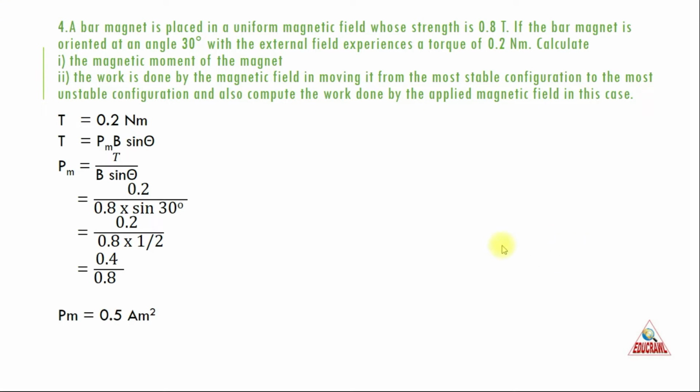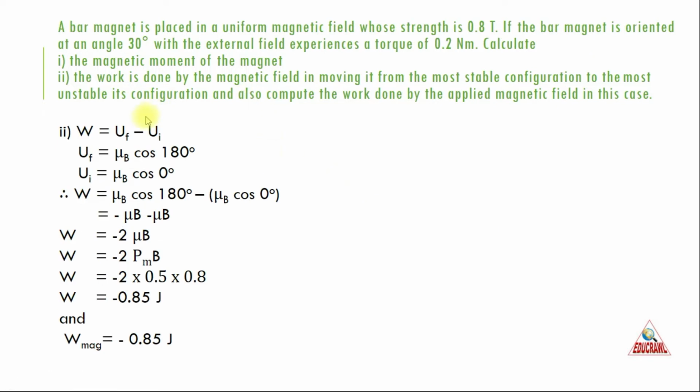Next we have to find the expression for work done. Work done is given by final potential energy minus initial potential energy. Final potential energy expression is minus mu b cos 180 and initial potential energy is minus mu b cos 0. That is, the value of theta ranges from 0 to 180. When you substitute the limits, you get these two expressions. So the total work done is equal to mu b cos 180 minus mu b cos 0. We know the value of cos pi as minus 1 and cos 0 as 1. Substituting those values, we get the work done as minus 2 mu b.